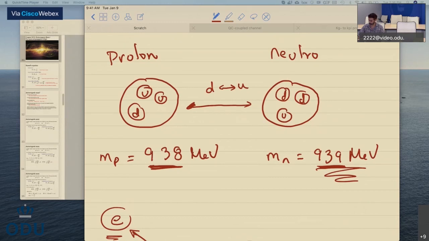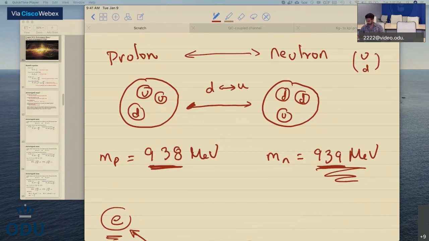So if I think about up quarks and down quarks as two different configurations in some abstract space, and I can perform some rotation or some transformation that takes all the up quarks to down quarks and all the down quarks to up quarks, you can see that under that transformation, a neutron goes to a proton, and the proton to the neutron.